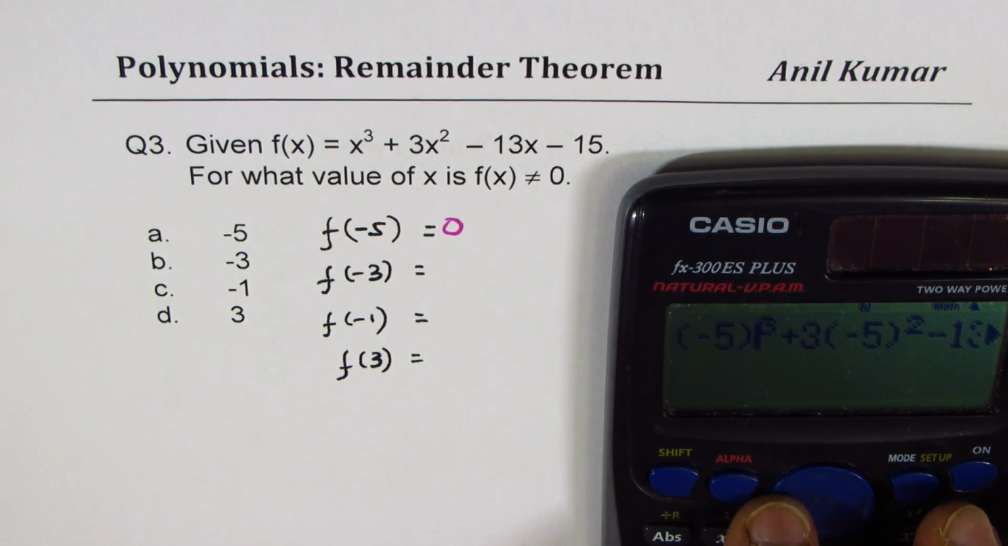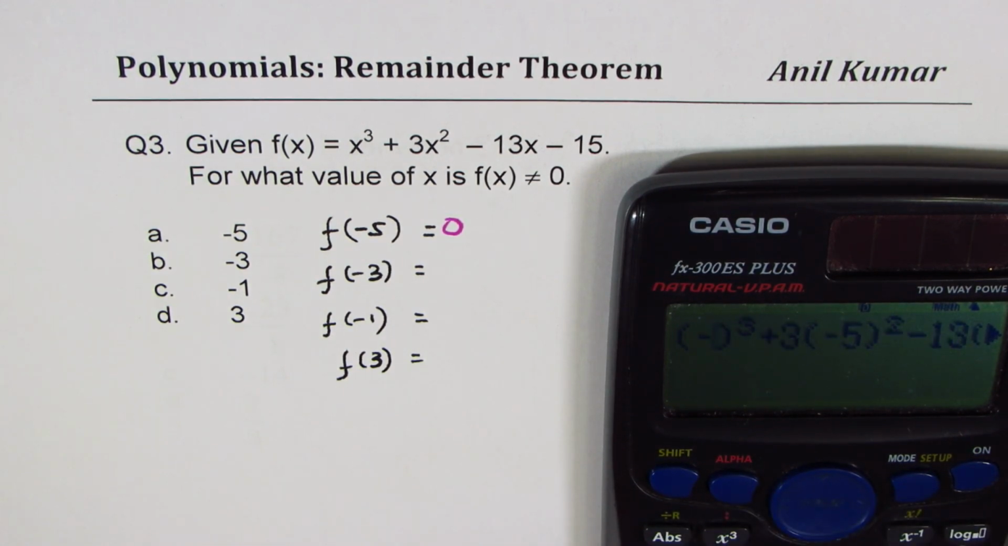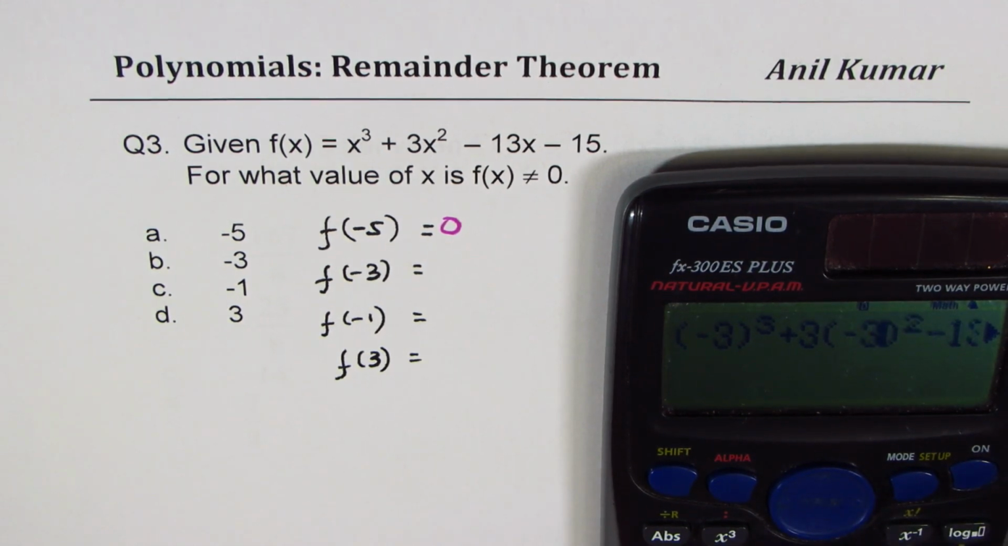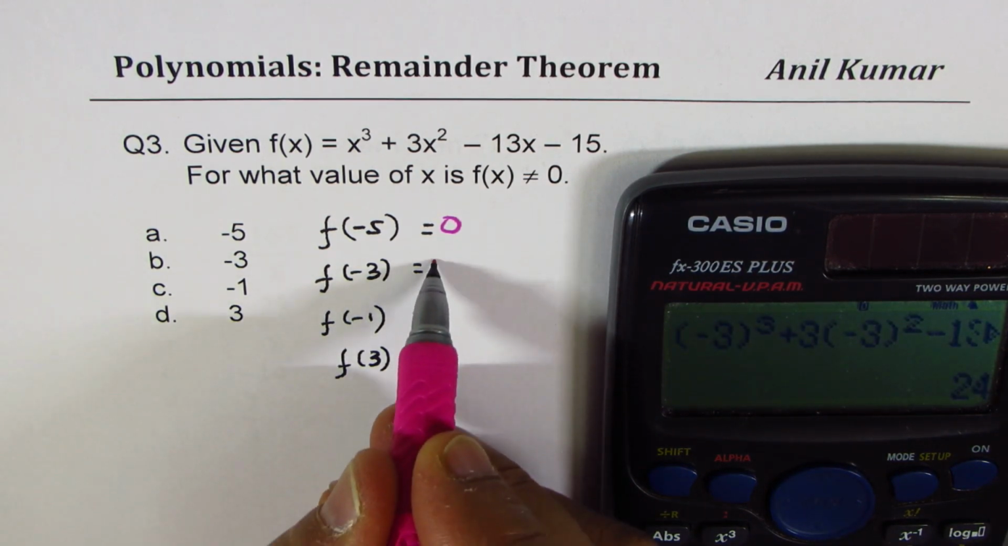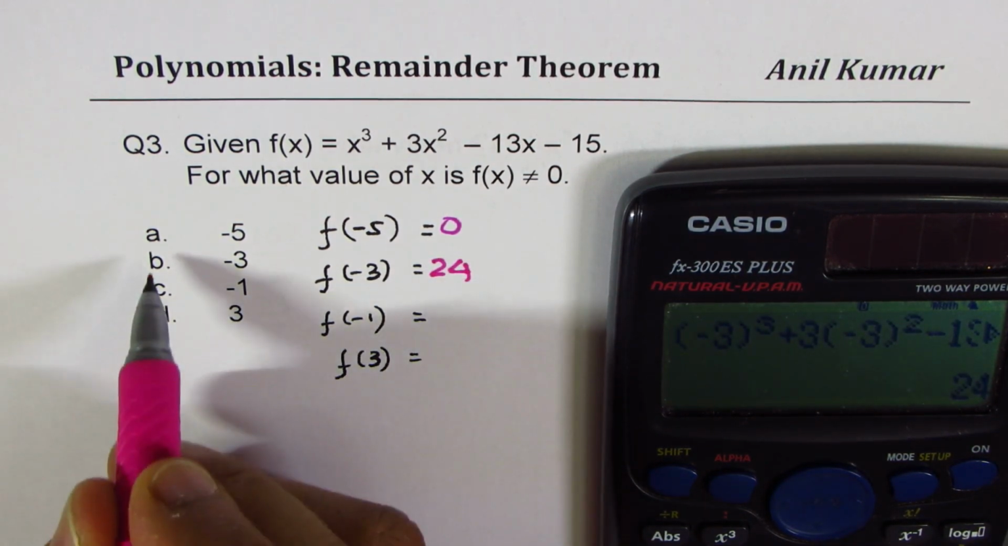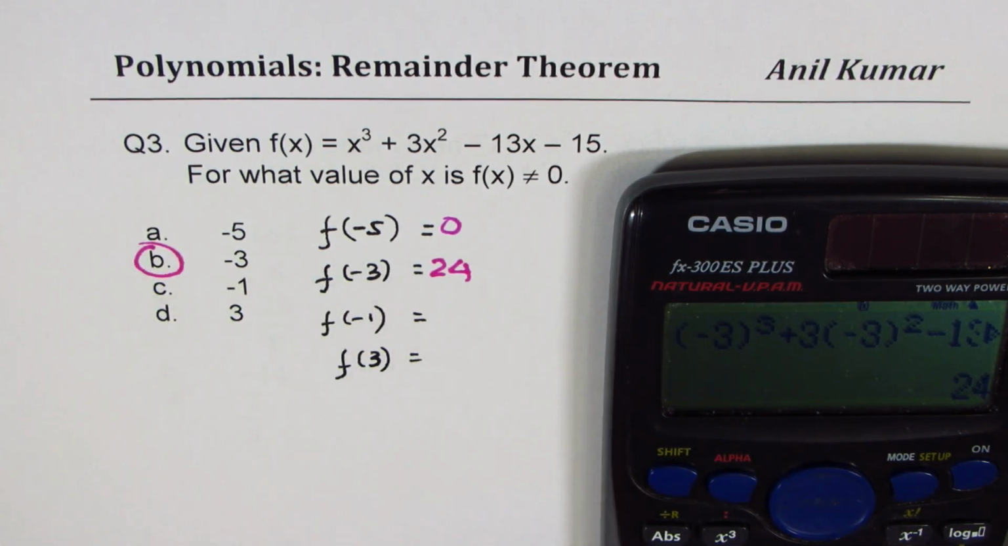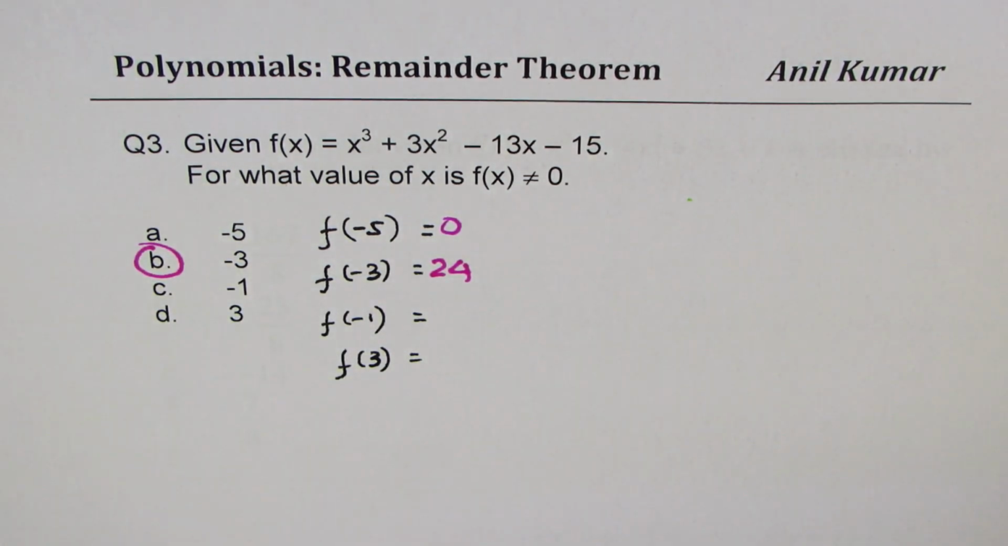If you have a scientific calculator, this is not a very time-consuming calculation. So let's replace all these −5 by −3. The last term is a constant, so it equals 24. So that means that is the answer. It is not equal to 0. You can actually continue and check the others also.